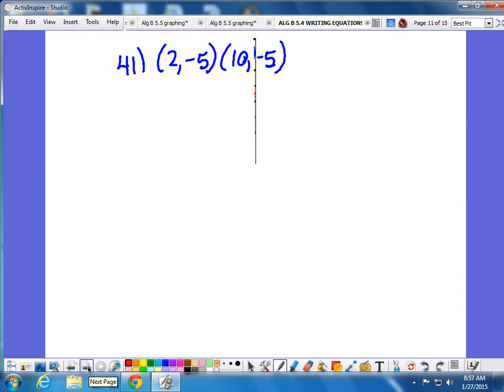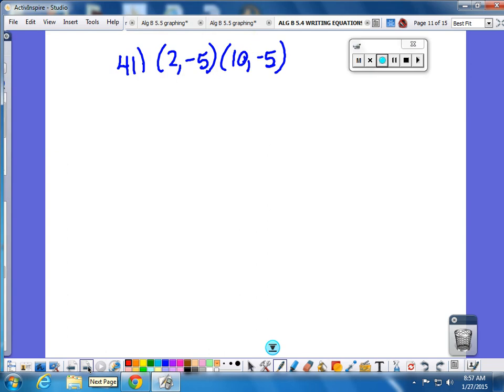Okay, do this one the same way. You don't even have to graph it. Write the equation of the line that goes through these 2 points.